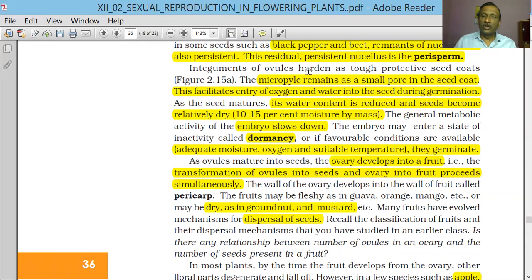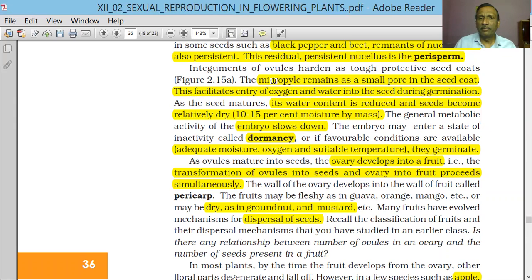Now, the integuments of the ovule harden and form the seed coat. The seed coat may be of different thickness in different species of plants. Some may be very thick, as in the case of mango, or very thin, as in the case of peanuts or peas. Now, this facilitates the entry of oxygen.